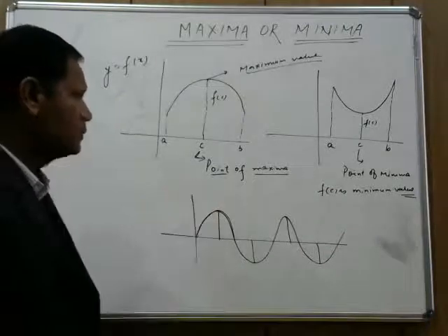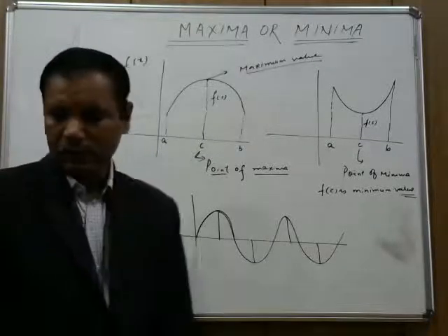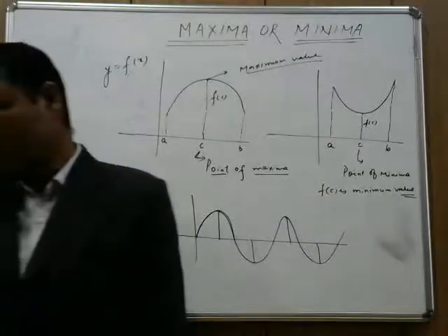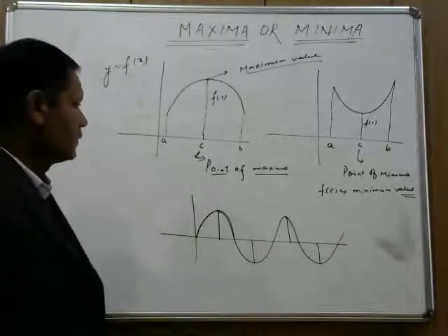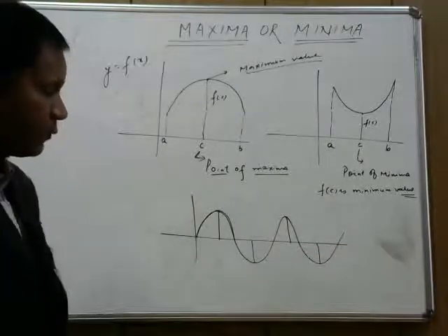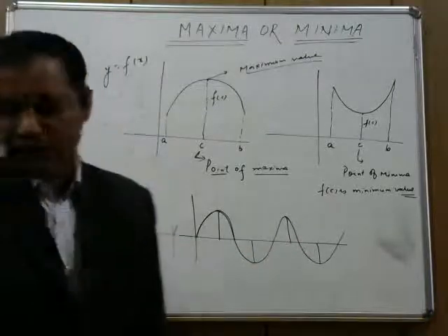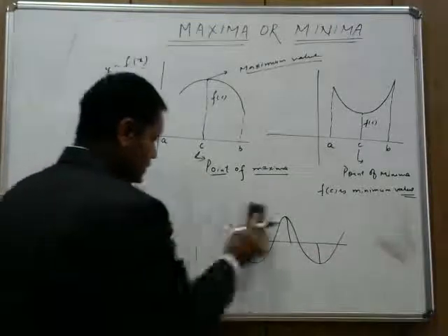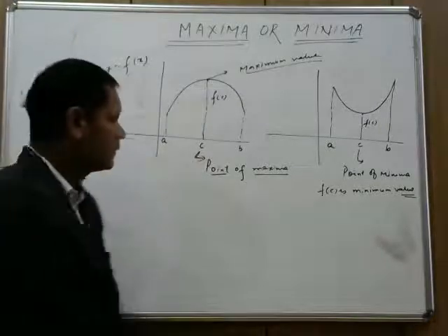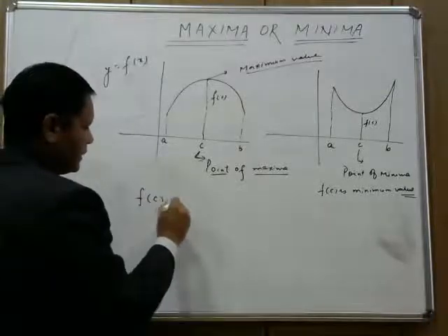Now when we will talk about the particular interval, the local interval, here c is the point of maxima or point of minima, or c can be the point. There are some functions where it will not attain the maximum value or minimum value also. That I will come across after this. Here let us illustrate something. F of c, when f of c is the maximum value, it means what? F of c is greater than f of x.